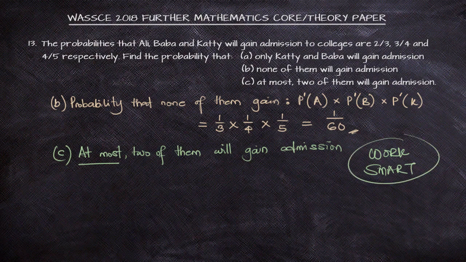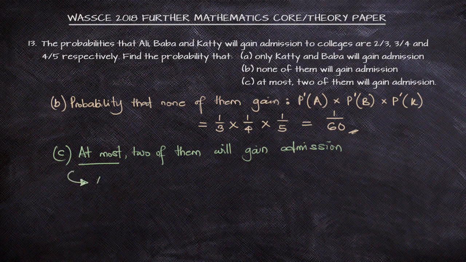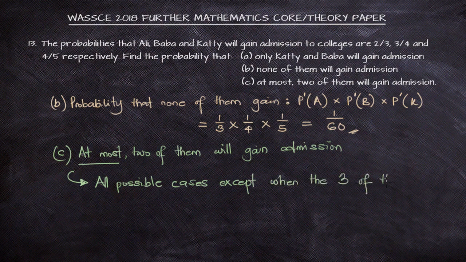But we need to work smart. So, if you want to work smart, what do we need to do? Now, inversely, if you are being told that at most 2 of them will gain admission, the only exclusion to that case in all of the possible outcomes is that all of them gain the admission. So, this question, that at most 2 of them will gain admission, will involve all the possible cases except when the 3 of them gain admission.